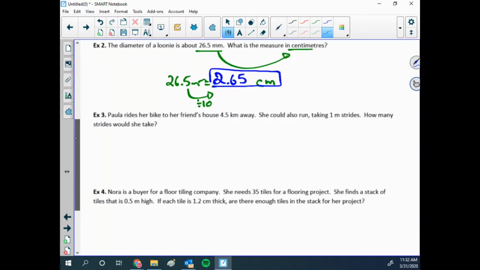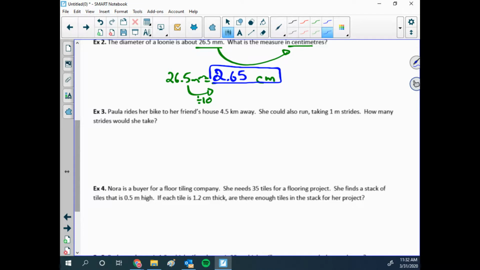Okay. Next one says Paula rides her bike to her friend's house, which is 4.5 kilometers away. She could also run, and if she runs, she takes 1 meter strides. How many strides would she take? Well, all they're asking me to do is change it from kilometers to meters, because her full stride when she's running is 1 full meter. So all I'm doing is going 4.5 kilometers to how many meters?